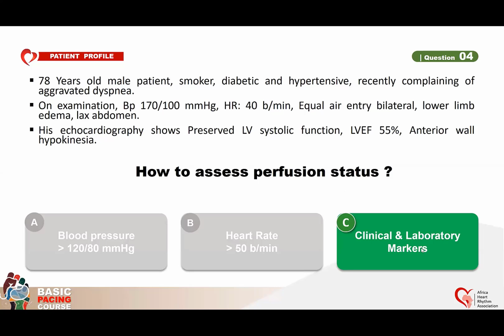organs, starting from the conscious level, the respiratory rate, the urine output, the decline in renal function, the presence of acidosis in a blood gas or an increase in lactate. All these measures, and maybe echocardiography measures, can help you to assess the perfusion status of your patient.